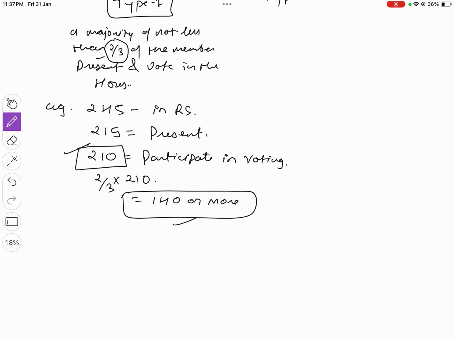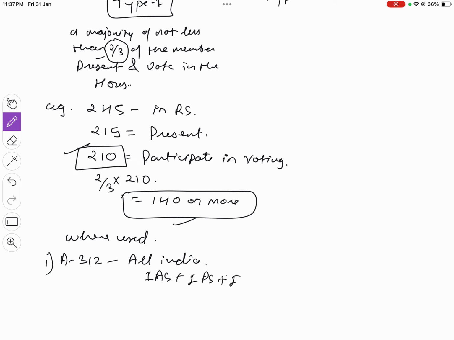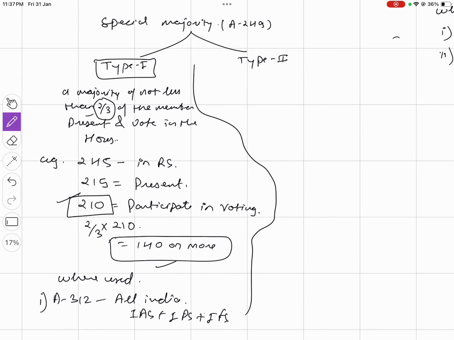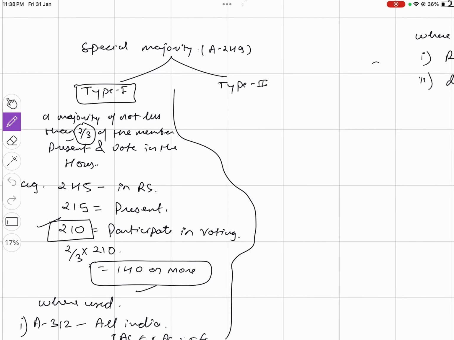Where is this used? As I can recall, this is used under Article 312, all India services, IAS, IPS, IFS, the services which we have in India. So this is special majority type 1.